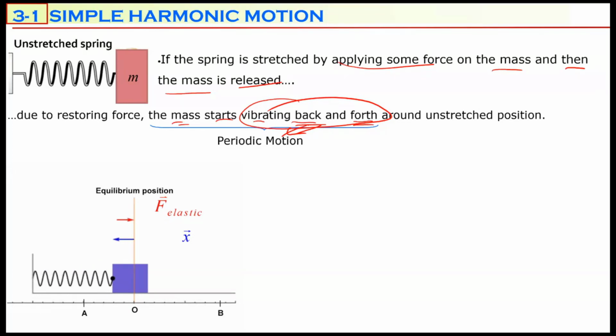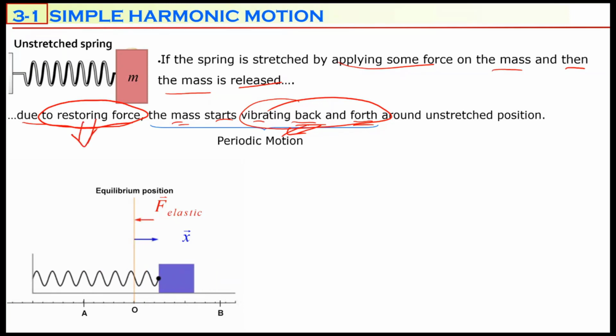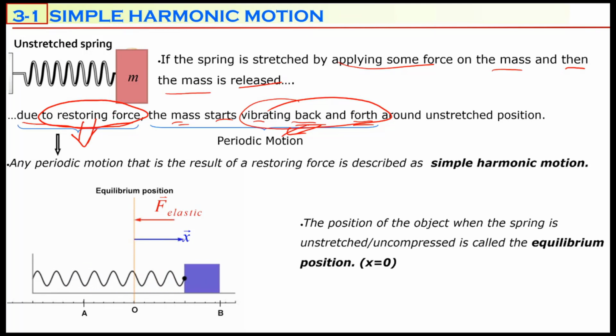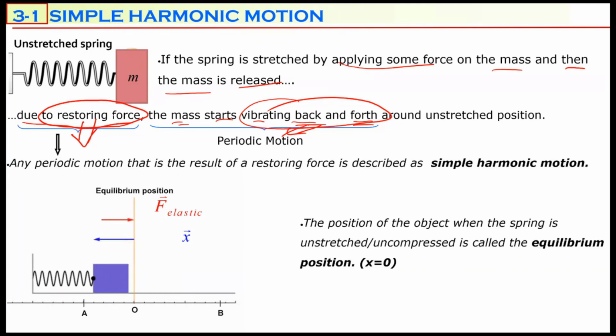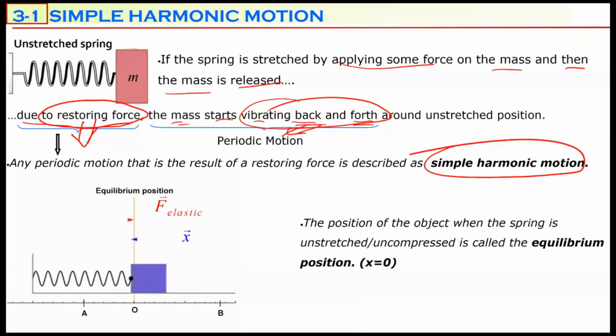So this motion is a periodic motion. It's vibrating back and forth. But this periodic motion, this vibration, is due to a restoring force. This is key. If a restoring force causes a periodic motion, that periodic motion is named simple harmonic motion.